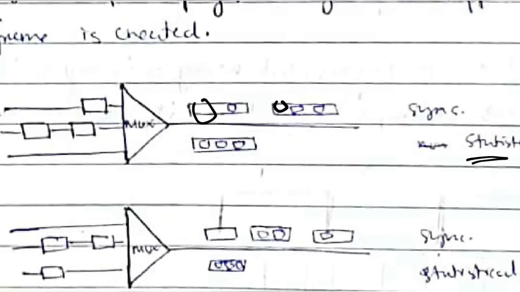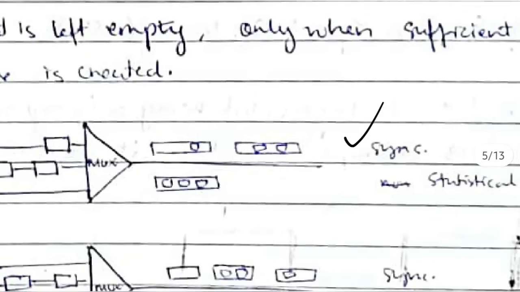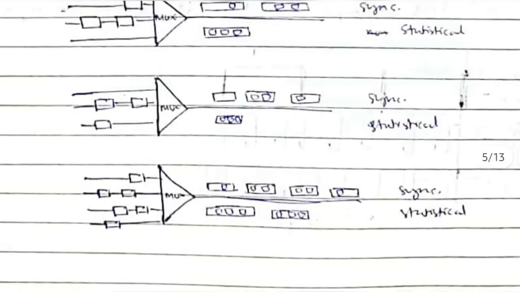Whereas in statistical, what happens is, if there are 3 frames in total, then only the frame will be created. If there are fewer than 3, it will wait for the data to arrive. So that's the main difference between synchronous and statistical. Here are a few more examples which depict the same concept.